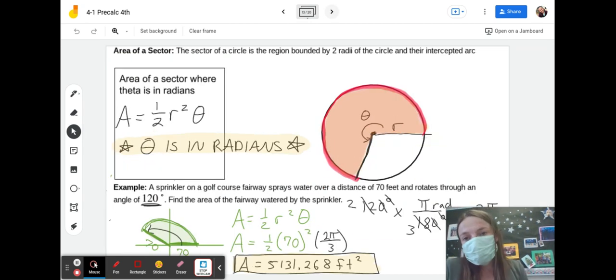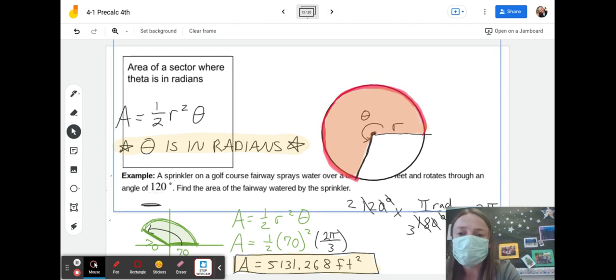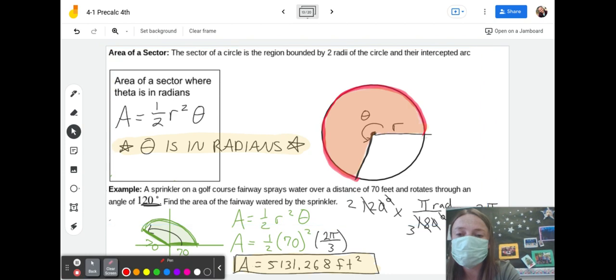The last thing that we did today is talk about the area of a sector. The area of a sector is how you find the piece of pie that is shaded orange right here. To find this piece of pie, you're going to use this formula: A is equal to 1/2 r squared theta.